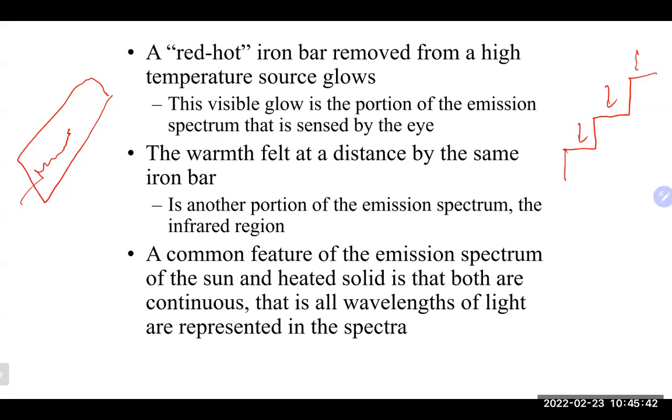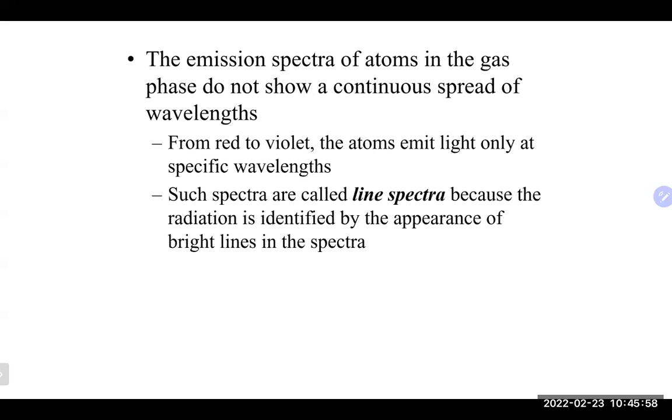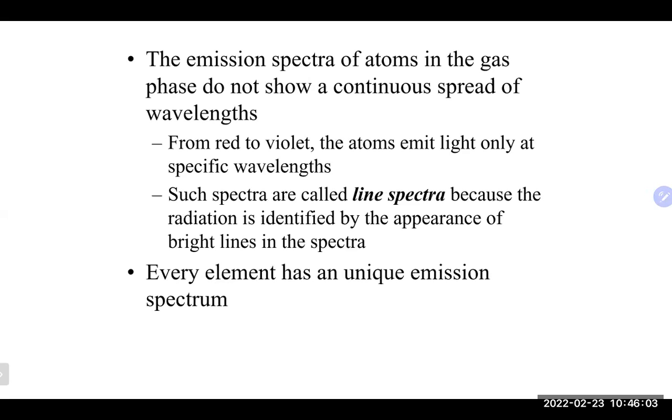And that's the visual difference between a continuous spectrum, where everything just comes out, energy, and everybody can stop anywhere along the way, versus this quantized energy that we see with elements when they are excited. So the emission spectrum of atoms in the gas phase really doesn't show a continuous spectrum. They do show this line spectrum.